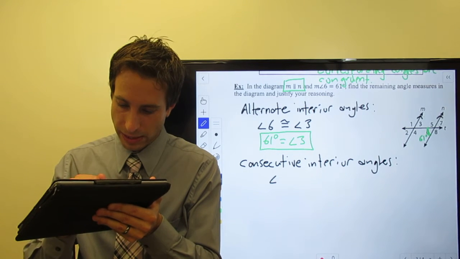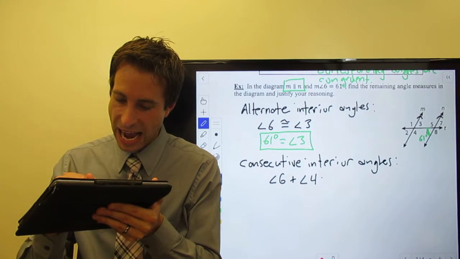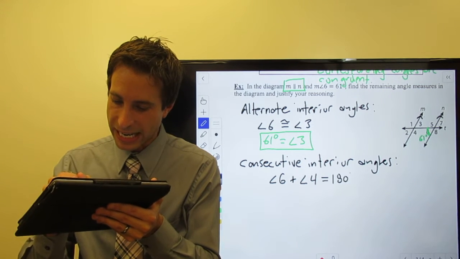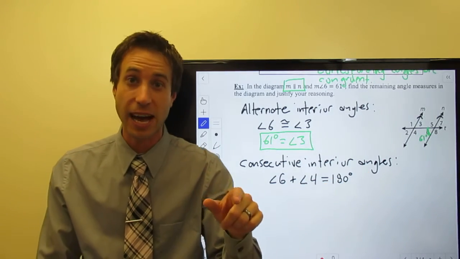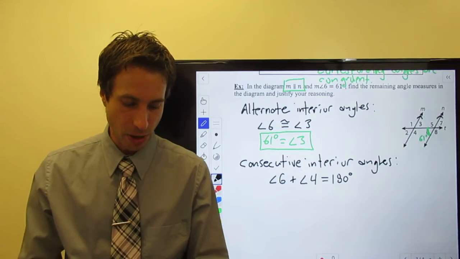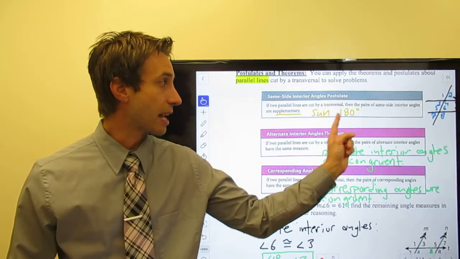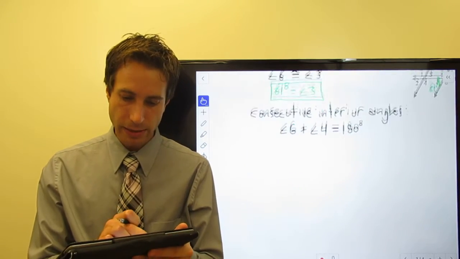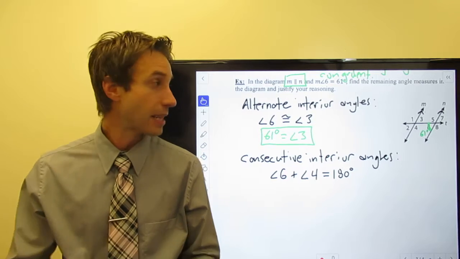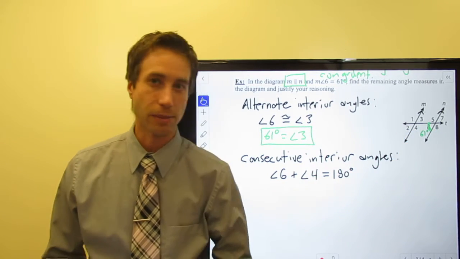Angle 6 plus angle 4 have to sum to 180 degrees, right? That's what consecutive interior angles tells me. Same side interior angles, right? This postulate right here. They have to sum to 180 degrees. So there it is. Consecutive interior angles 4 and 6 have to sum to 180 degrees.